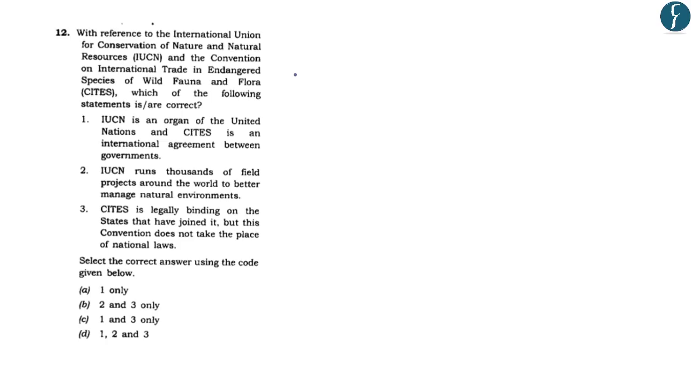Now a question on IUCN was asked in the prelims examination of 2015. The question read, with reference to IUCN and CITES, which of the following statements are correct? First, IUCN is an organ of the United Nations and CITES is an international agreement between the governments. Further, IUCN runs thousands of field projects around the world to better manage natural environments. Third, CITES is legally binding on the states that have joined it, but this convention does not take the place of national laws.